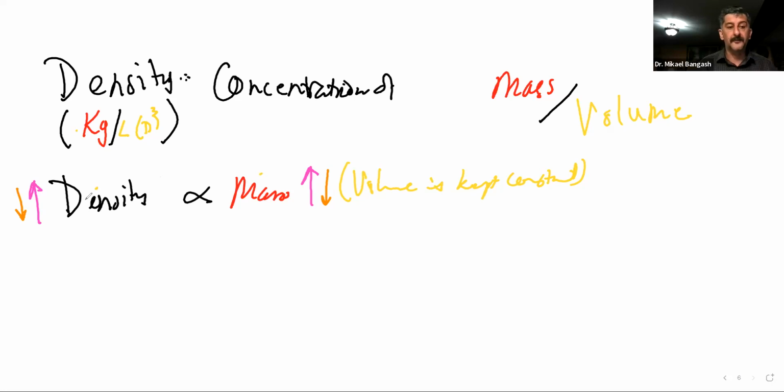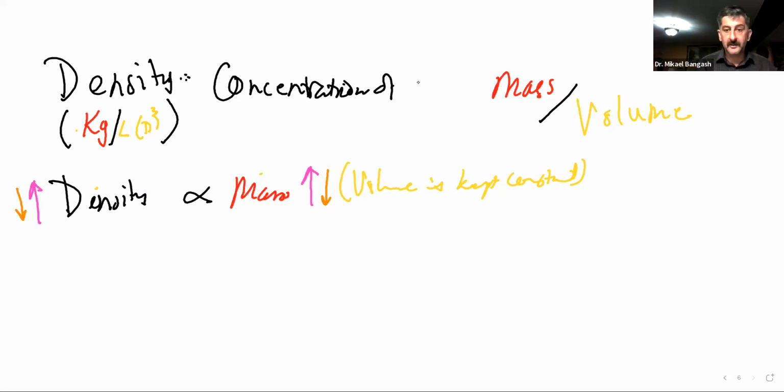What's going to be the effect on density if we increase the mass? What's going to be the effect on density if we decrease the mass? So it's establishing that pure relationship. That's why we kept the third variable constant. Did you ladies get that?